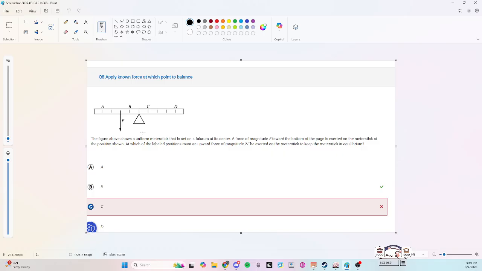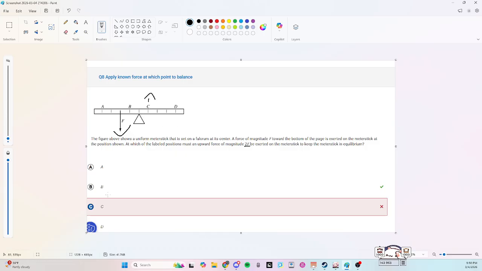Okay, now this question. The figure above shows a uniform meter stick that is set on a fulcrum at its center. The force of magnitude F toward the bottom of the page is exerted on the meter stick at the position shown. At which of the following positions must an upward force of magnitude 2F be exerted on the meter stick to keep it in equilibrium? So we know that if it's just this force, it would rotate this way. So we would need a force right here because we have double the force, and so we need half the length in order to get the same torque. So it should be here at C.